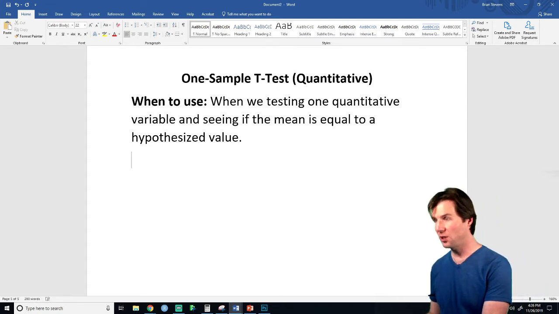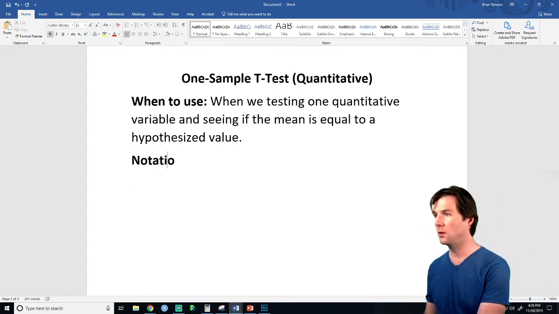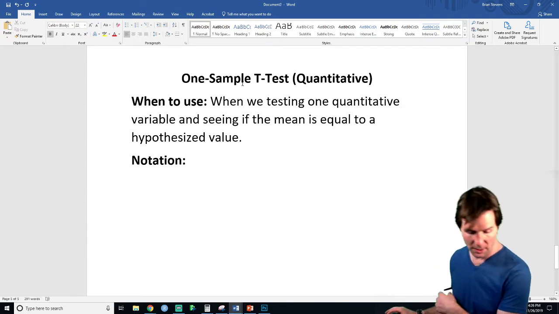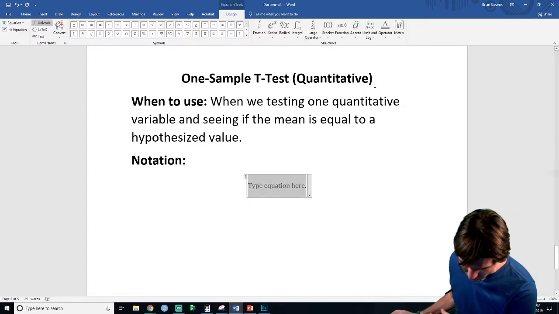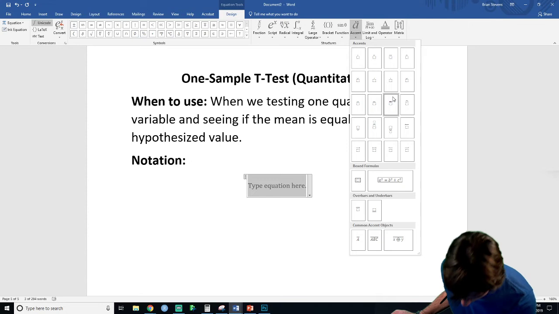So let's write our notation and make sure we have all the notation. Notation. The first thing we probably want to talk about is y bar. So we're going to need to insert some equation stuff right here. Let's go to insert equation and put in a y bar.